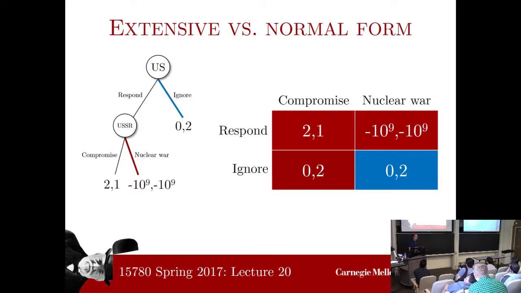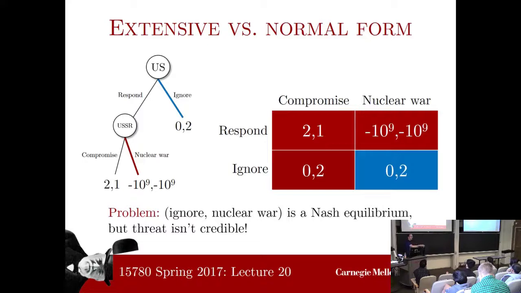But now let's think about the sequential game interpretation of this, because the players aren't actually moving simultaneously. What's happening here is, from the point of view of the US, it's thinking, oh, I don't want to deviate, because if I deviated to respond, then I know the Soviet Union would start a nuclear war, and therefore I'm better off sticking with ignoring. However, the issue is that the Soviet Union saying, if we reach this node, I'm going to play this.